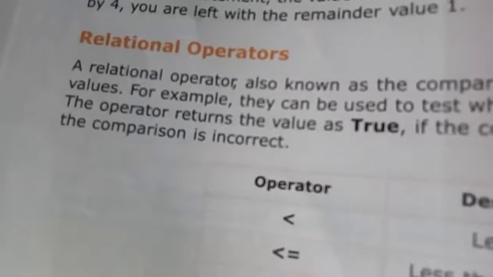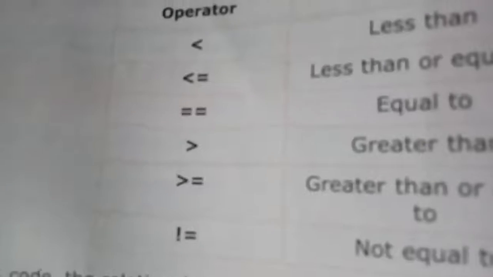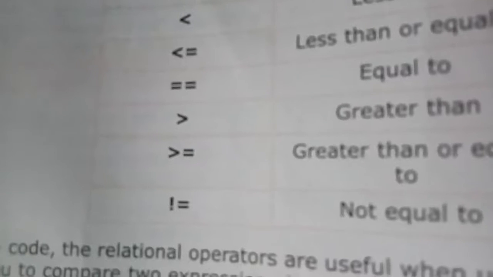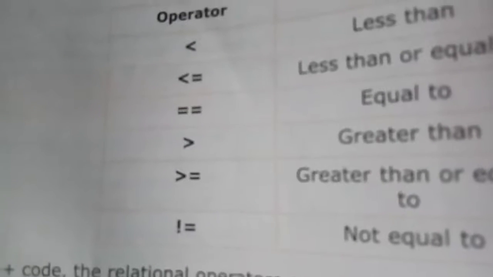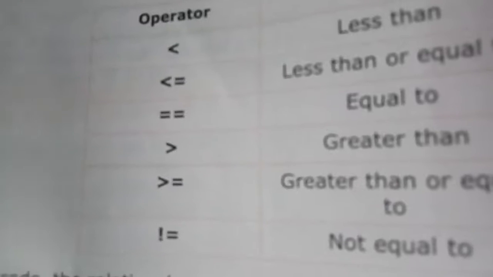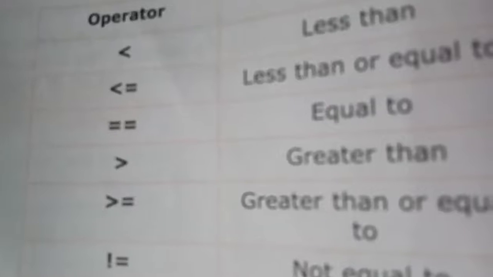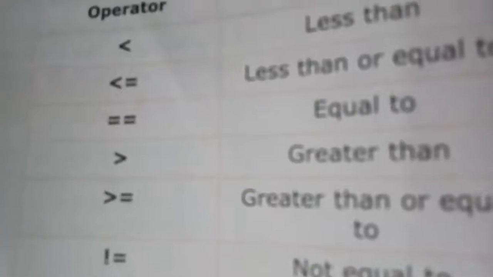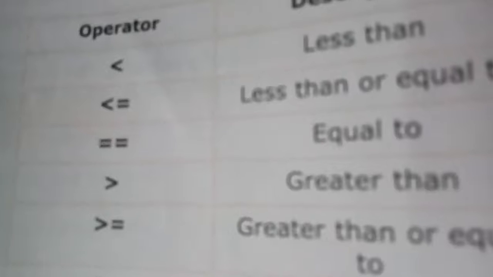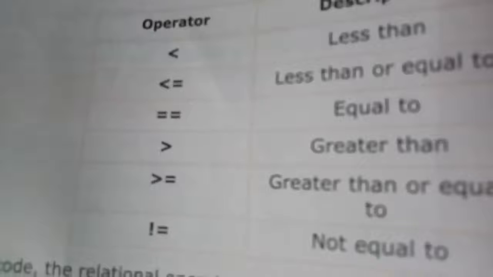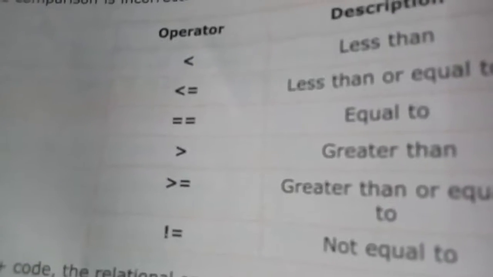So there are different relational operators like less than, less than or equal to, then double equal to. Remember, a single equal to sign means the assignment operator, but a double equal to sign means a comparison operator, that is a relational operator. So just remember that. Next are the greater than operator, greater than or equal to operator, and not equal to operator. So these are the relational operators which are used in C++ statements for comparing two expressions.